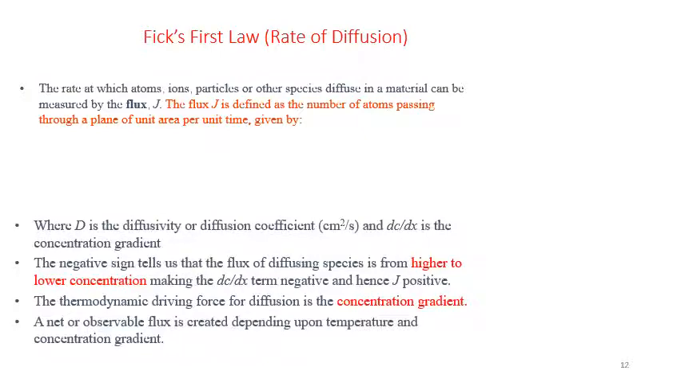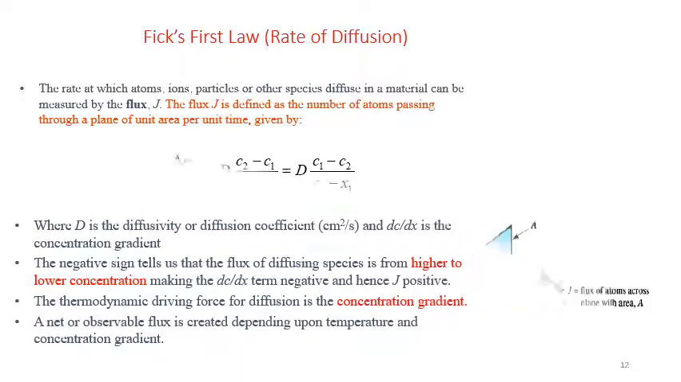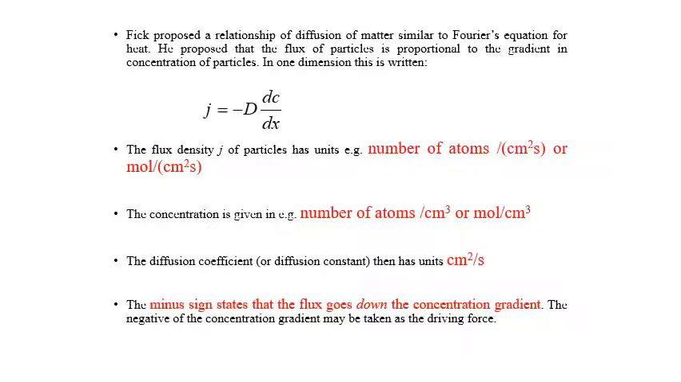So whatever we have seen in the previous derivation, the same thing we are showing here. The flux J is defined as the number of atoms passing through a plane of unit area per unit time. They move from the higher concentration to the lower concentration with dc/dx. The proportionality constant is D, and there needs to be a concentration gradient in order to have diffusion. So this slide is very important.